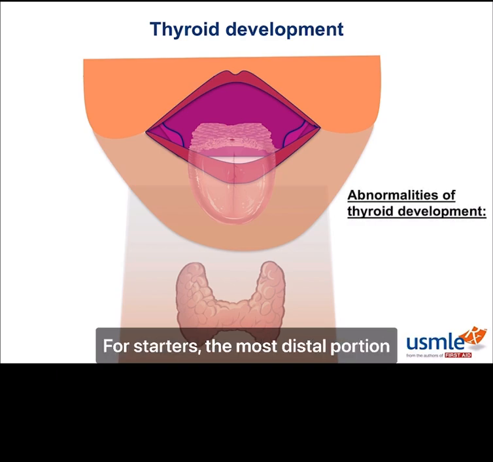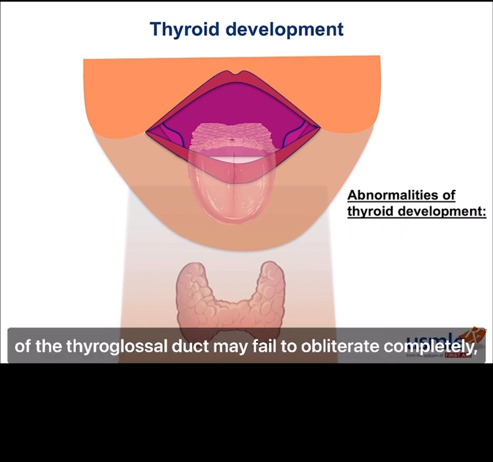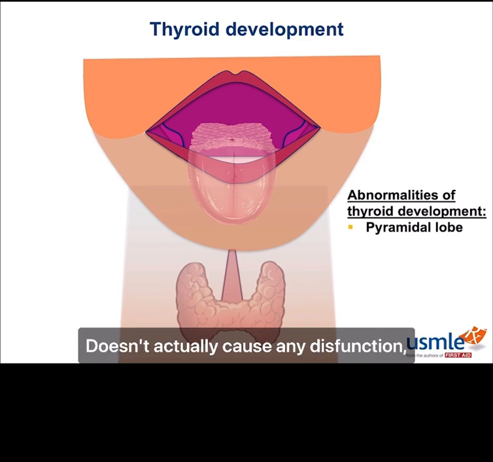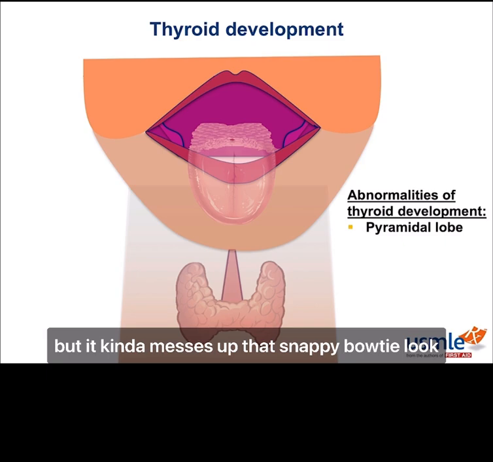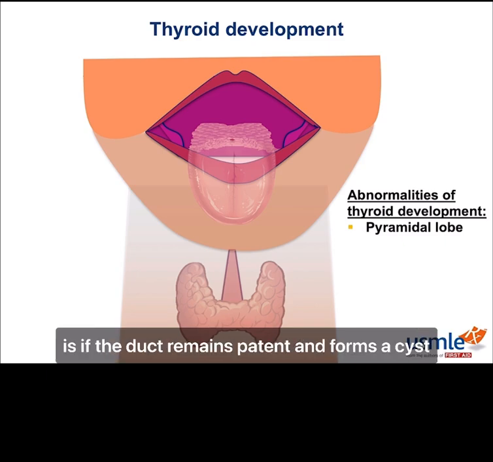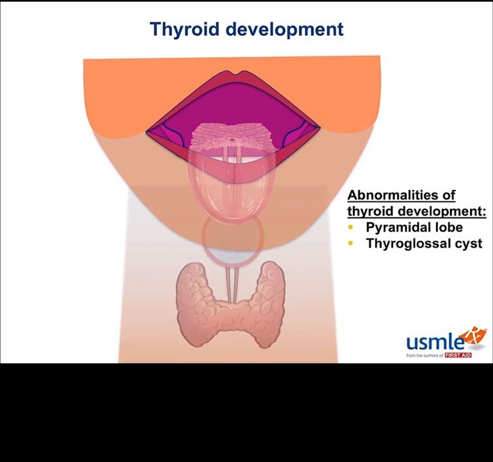For starters, the most distal portion of the thyroglossal duct may fail to obliterate completely, leaving a pyramidal lobe in the center of the thyroid. It doesn't actually cause any dysfunction, but kind of messes up that snappy bow tie look the thyroid normally has. What actually may be a minor problem is if the duct remains patent and forms a cyst along its tract.